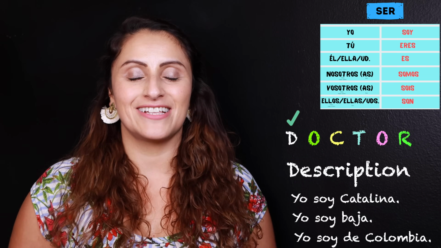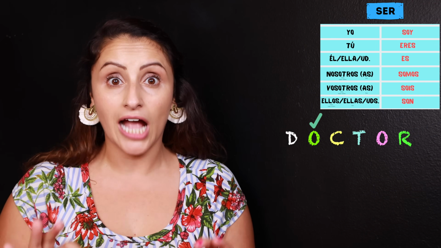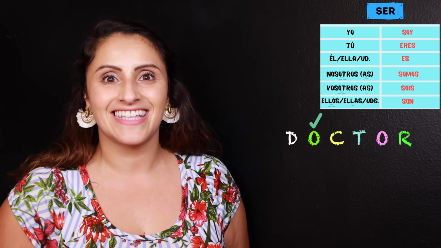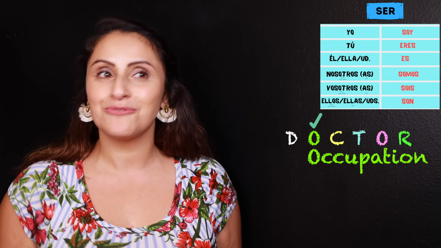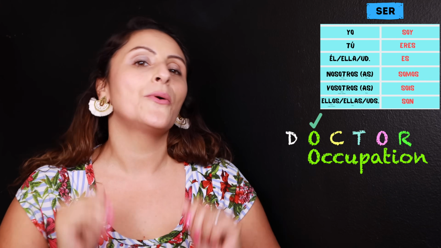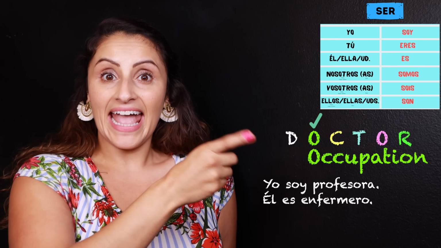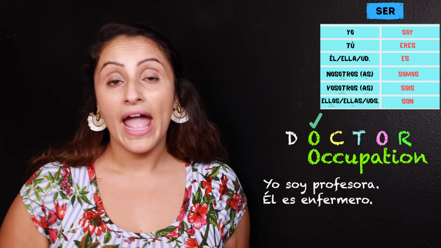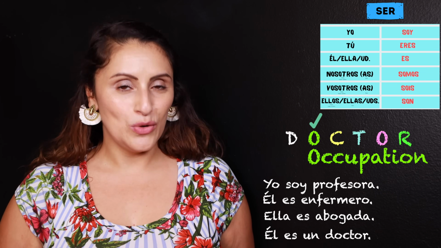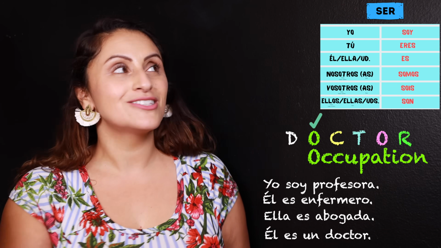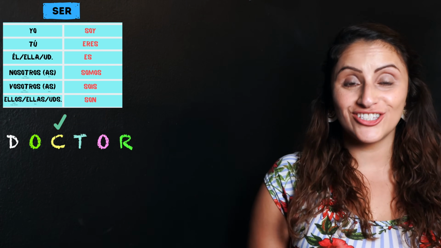Bien? Perfect. Perfecto. So now let's look at the letter O, that first O in doctor. That O is going to stand for occupation. And anytime that we talk about occupations, we're going to use the verb ser. So I may say, yo soy profesora, or él es enfermero, ella es abogada, él es un doctor. Occupations, ser.